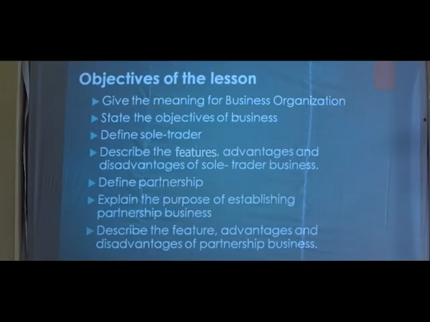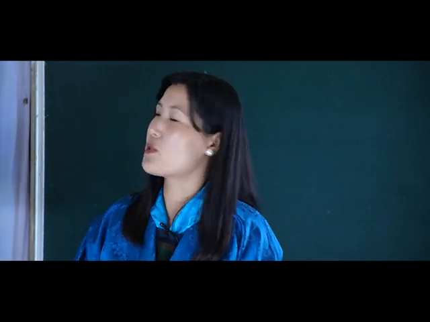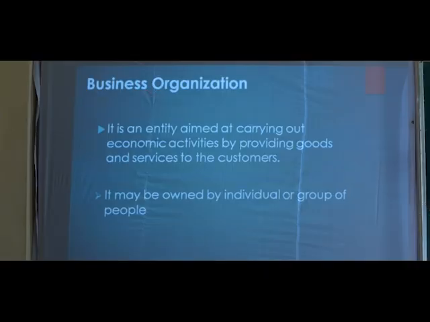At the end of this lesson, each one of you is expected to give the meaning of business organization, state the objectives of business, define sole trader, describe the features, advantages and disadvantages of sole trader, define partnership, explain the purpose of establishing a partnership business, and finally describe the features, the advantages and the disadvantages of partnership. So can we start now? Yes. So we will start with our main topic, that is business organization.